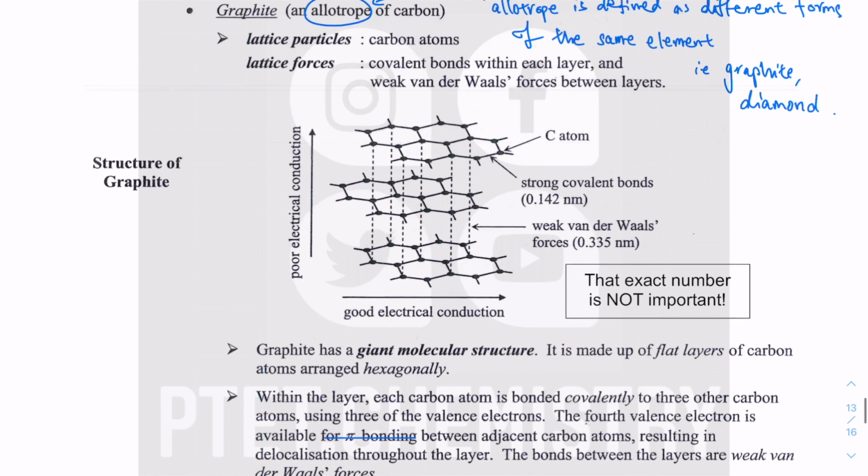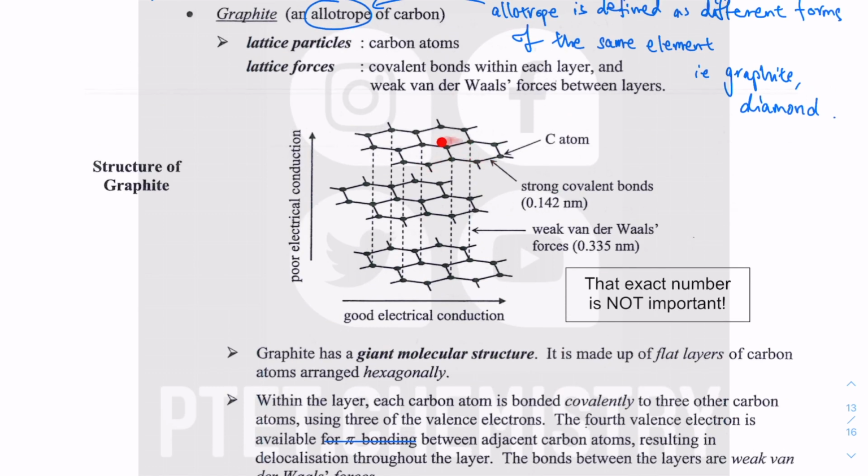So what is so unique about the graphite structure is that it's layered. So you have this horizontal layer, you have another horizontal layer, you have another horizontal layer. Between the layers you have weak van der Waals forces. Van der Waals is just a specific name of weak intermolecular forces. So you have van der Waals forces of attraction, which is basically weak intermolecular forces between the layers, but between the carbon atoms you have strong covalent bonds.